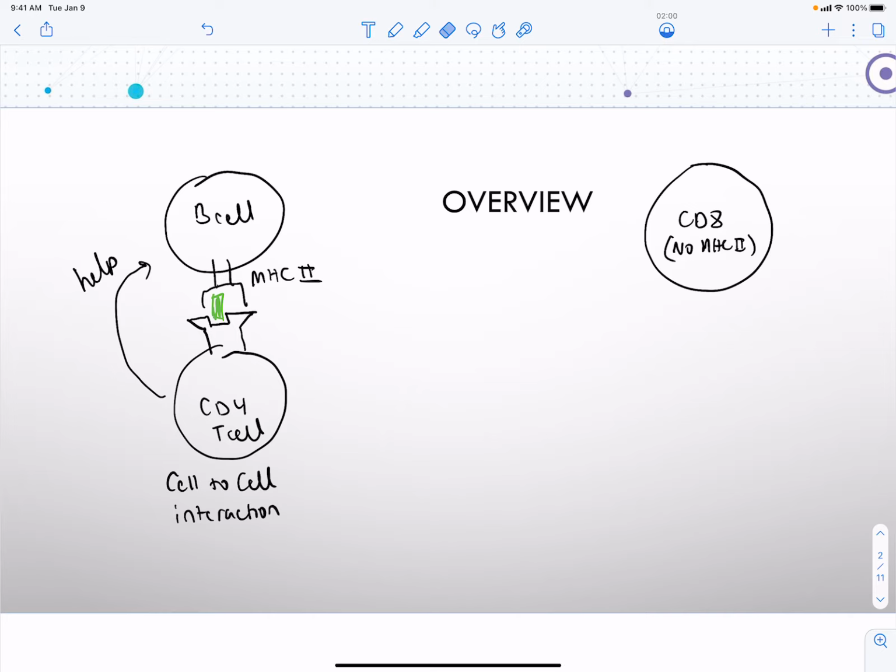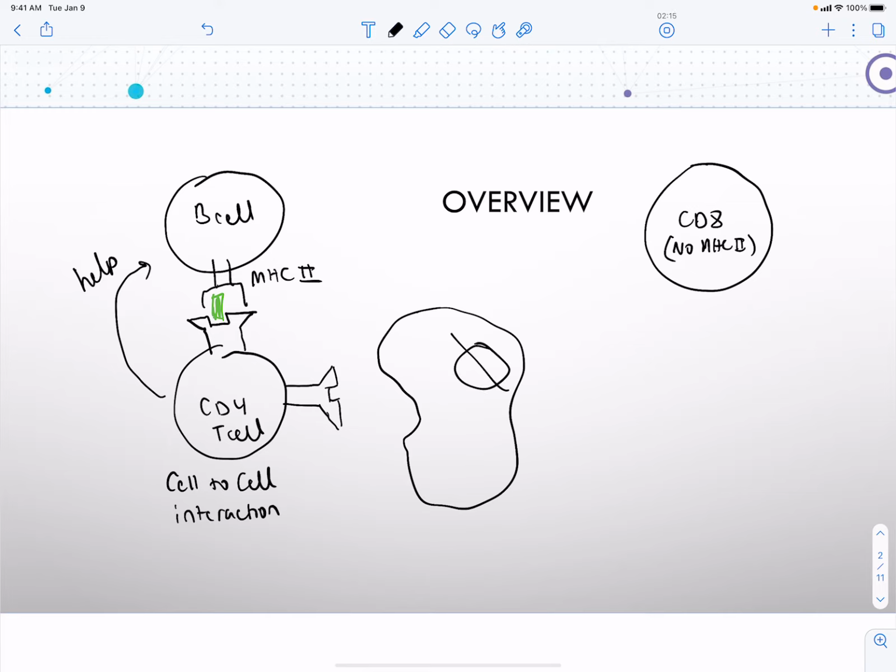At the same time, your CD4 T cell can also give a cell-to-cell interaction with a macrophage. The macrophage also can express MHC class II, and the macrophage will put in a peptide that the T cell can recognize, and it will be the same peptide because the specificity has to be the same. So CD4 T cell can also give help to the macrophage.